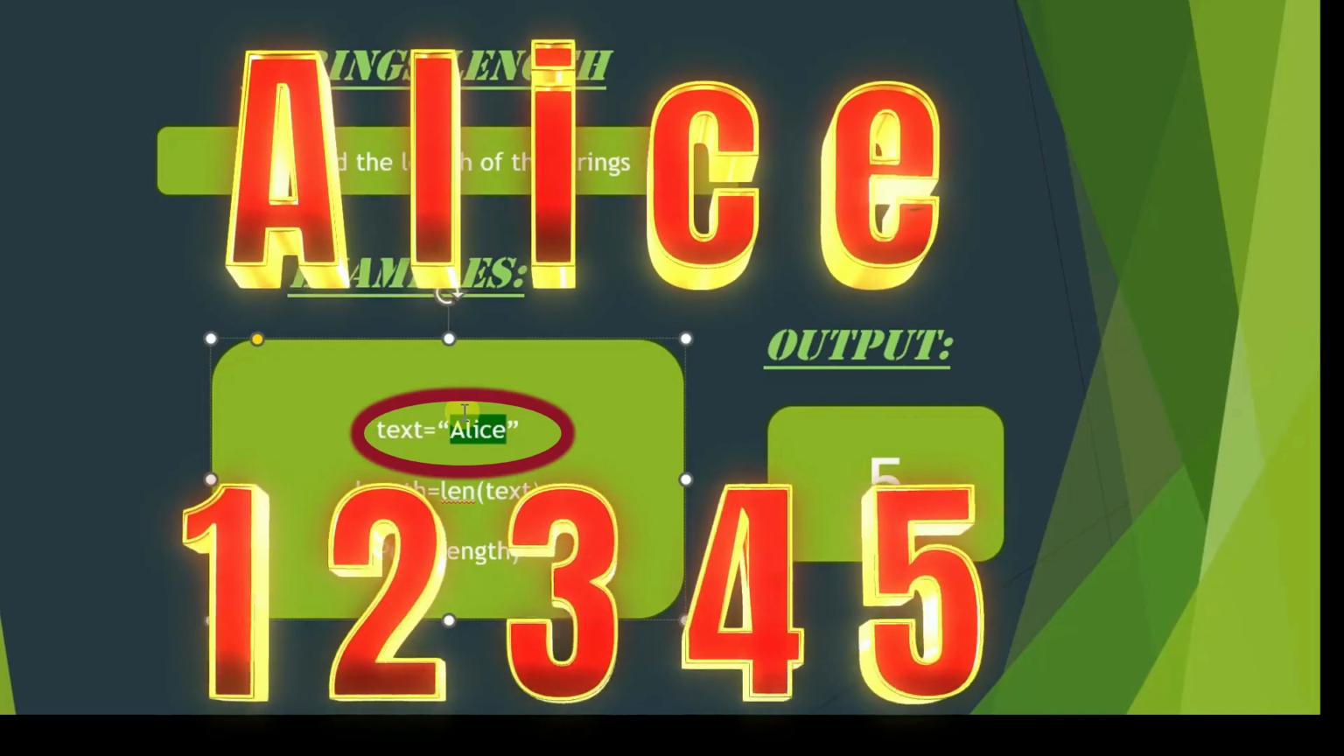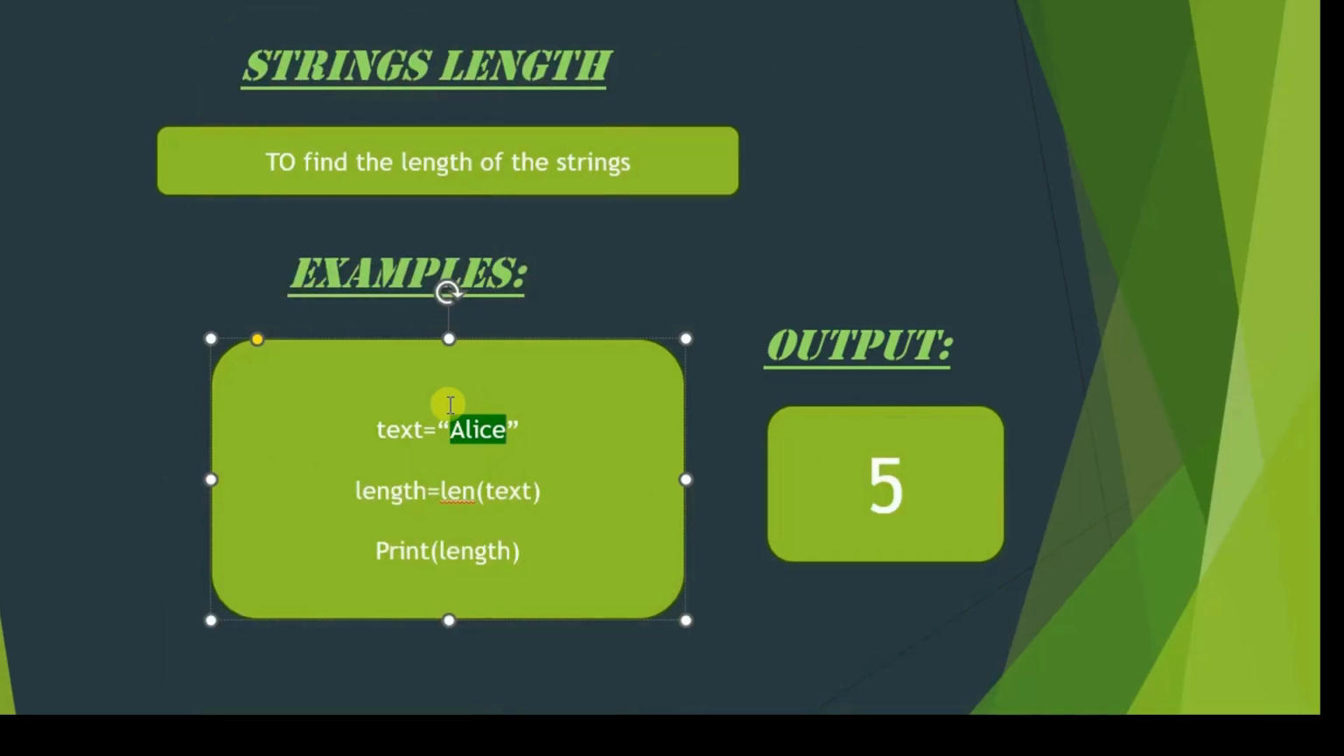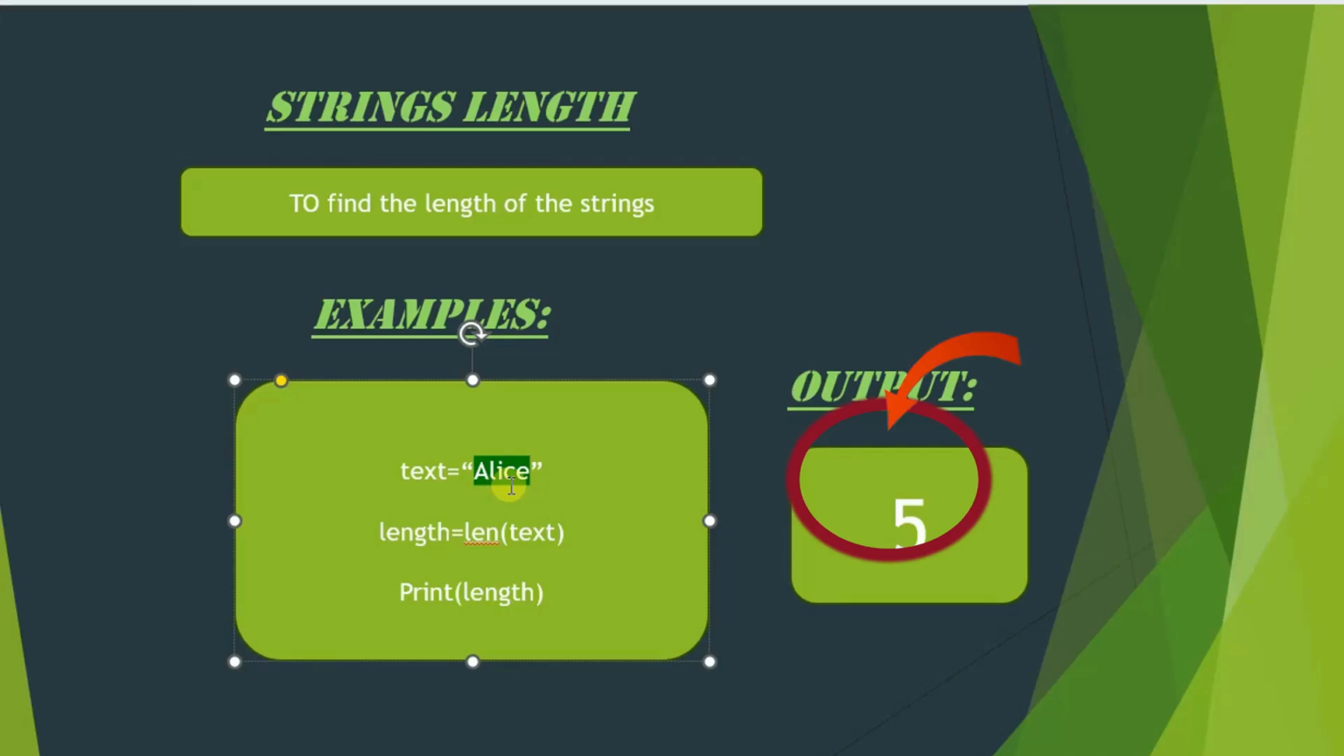A, L, I, C, E. 1, 2, 3, 4, 5. So to find that, I will use the length function, and then I will write the print function, print and then the variable name which is length. So you can see in our output window, 5 will be displayed. 5 means the Alice string has 5 characters.